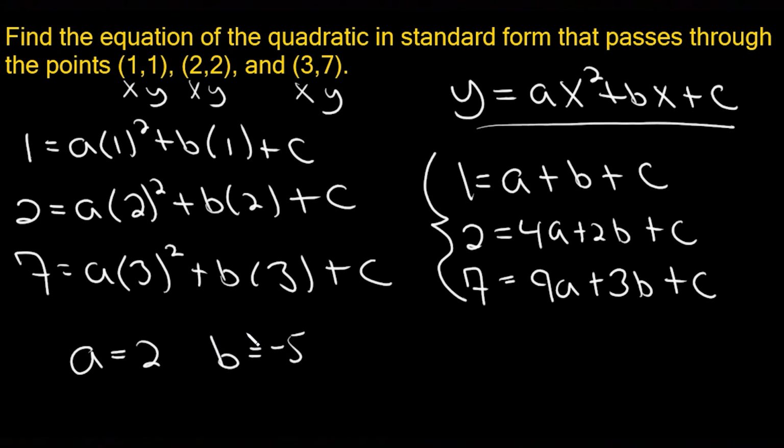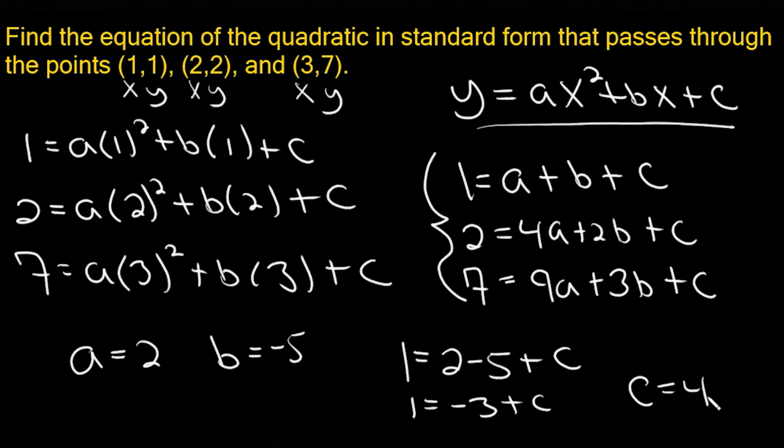So from here, all I have to do is pick one of these three equations, plug in a and b, and solve for c. Now pick the easier of the three. This one's super easy. I'm going to use this one right here. Okay, so I'm going to get 1 is equal to, well, my a is 2, my b is negative 5, so minus 5, and then plus c. So when I solve it, I get 1 is equal to 2 minus 5 is negative 3 plus c. I just have to add over that 3, meaning 1 plus 3, c is going to be 4. So c is equal to 4.